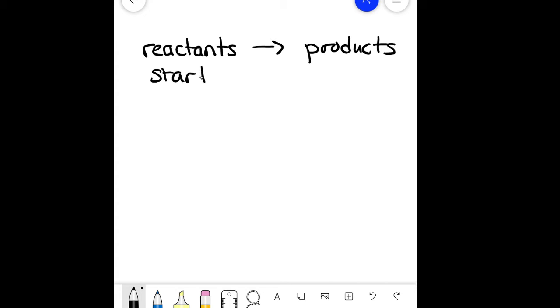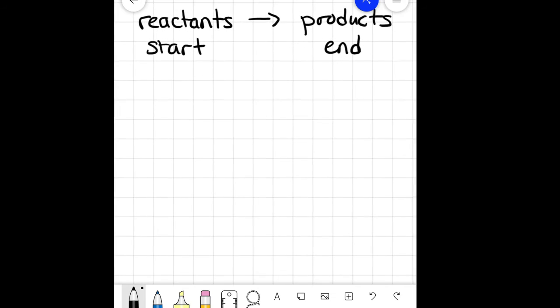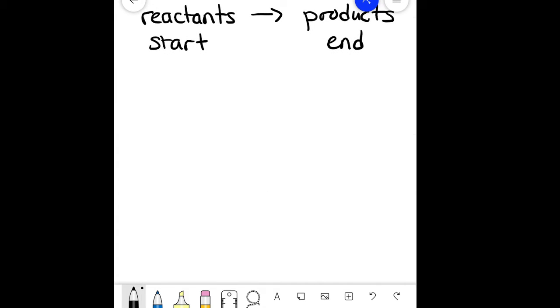So in vocab, we do need to know reactants, which lead to products, and that's just basically saying what you start with and what you end with. So that's kind of the main thing, and then we also need to indicate the state of matter.